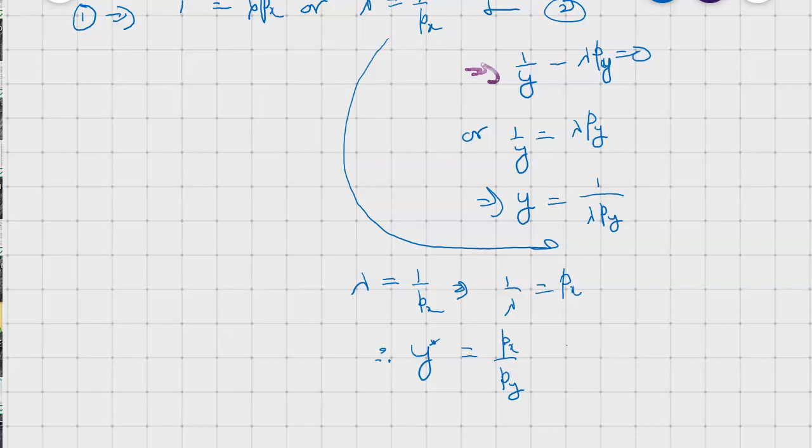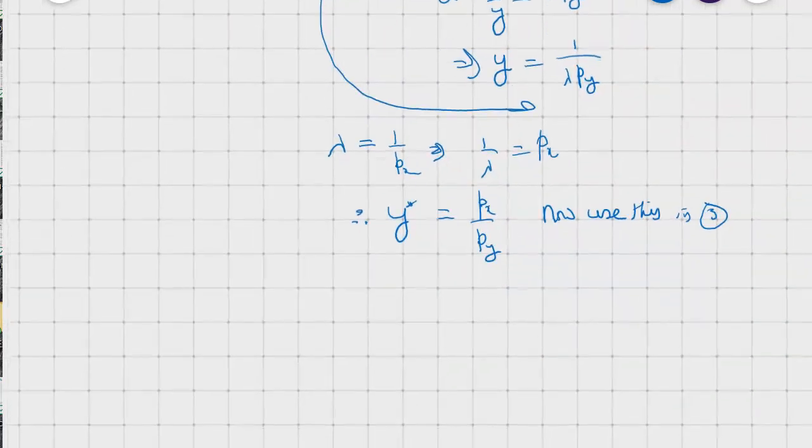So notice that our value of y star is now purely a function of the two prices and is independent of income. So this is one way to see that there is no income effect in the Marshallian demand function for good y, which is the quasi-linear function here. So we can use this in our budget set. So let's rewrite the budget set. Our budget set is pxx plus pyy equals I. So we'll just now plug in the value of y star for y.